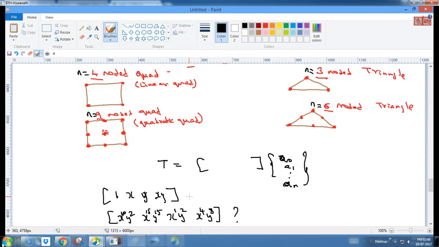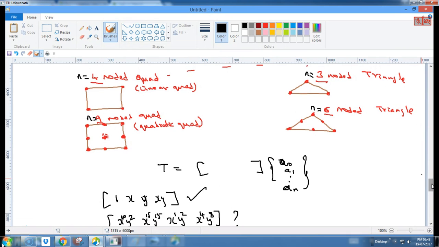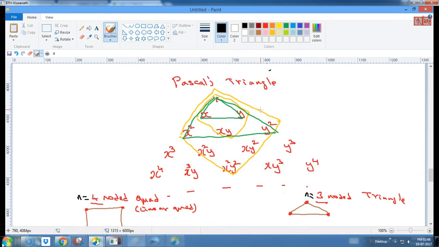Is this good or is this good? So to do that, we'll go back and use our Pascal's triangle. Whether it is a 4-noded quad, this is the 9-noded quad. Similarly, this is for a 3-noded triangle, and this is for a 6-noded. When you draw this triangle, whichever it is encompassing, take those things into your basis function. If you take those things into the basis function, automatically you will lead into a complete polynomial.